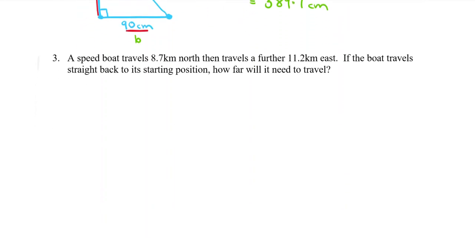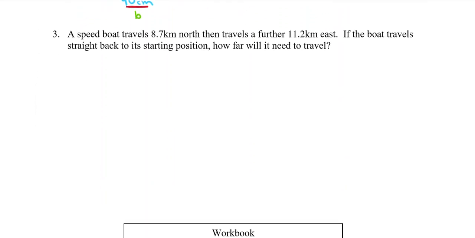Question 3. A speedboat travels north for 8.7 kilometres and then travels a further 11.2 kilometres east. So to draw a diagram for this, you need to know a little bit about a compass. So here is my little compass. The arrow that is pointing to the top is what's going to be north. Then directly opposite that is south. And then to the right is east. And then to the left is west. So north, east, south, west, or never eat soggy Weet-Bix, is one way to remember it as you go in a clockwise direction.